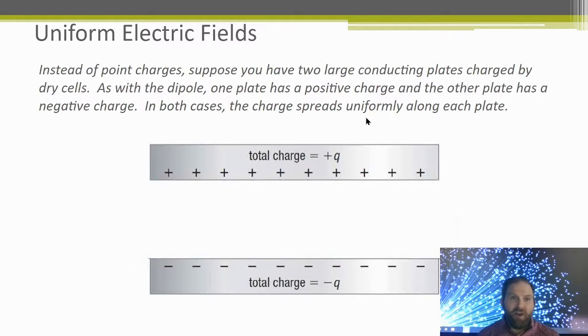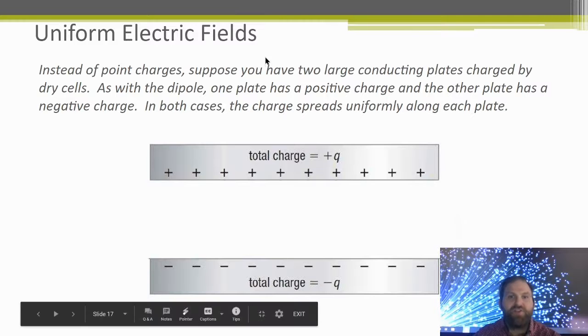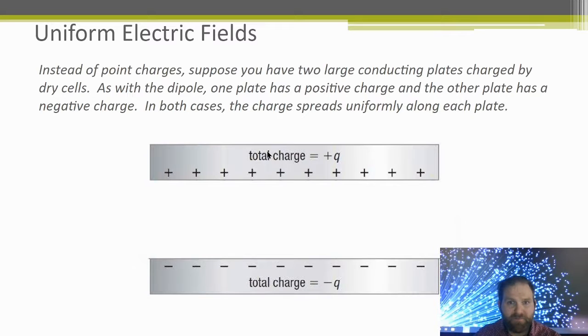All right, the next topic is uniform electric fields. Oftentimes, this is known as parallel plates. Unfortunately, we couldn't do the lab together on this, but I'll try to explain it the best I can. All right, so we have two plates. One has a negative charge, one has a positive charge.